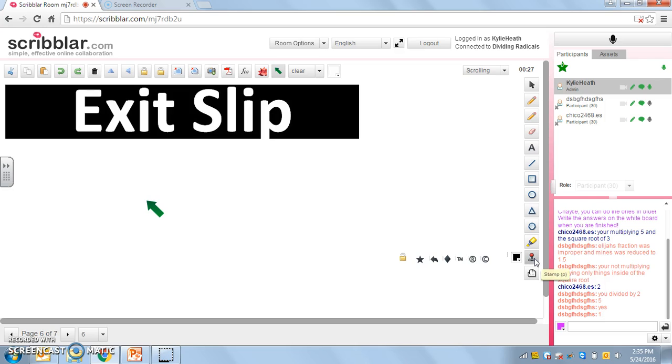Okay, so we actually do not have any more time left for this lesson. We'll continue this next time we meet. So what I want you to do for your exit slip right now, does everyone see where I have my cursor over the stamp on the right-hand side of your screen? I want you to rate yourself. If you are very confident with dividing a radical, I want you to put 5 stars on the screen and then write your name next to it. If you are not very confident or you could use some extra help, put 1 star, put your name next to it. If you're in the middle anywhere, then put that number of stars. Make sure you write your name next to it so I know who is who.